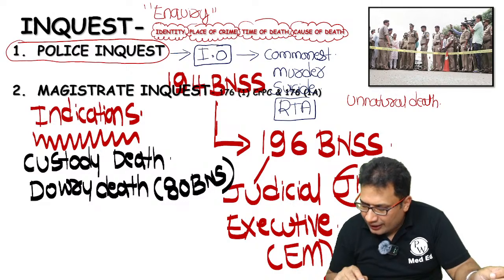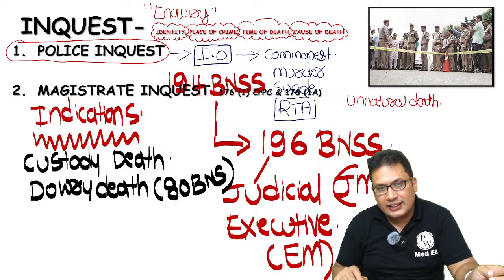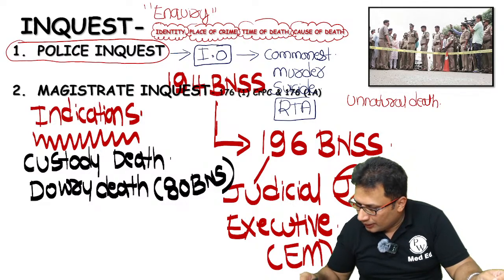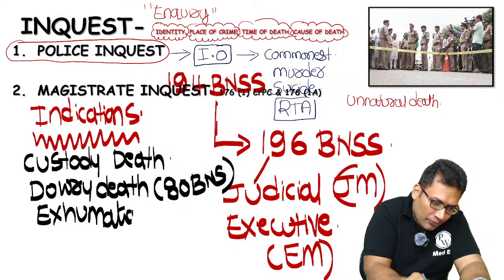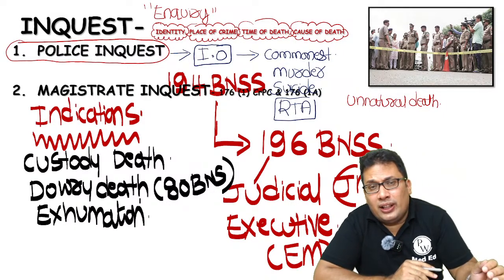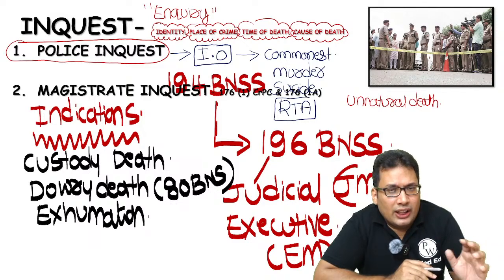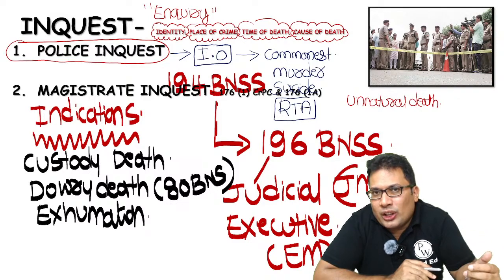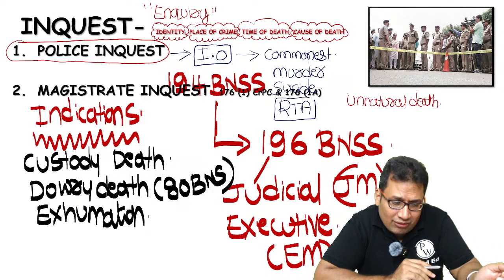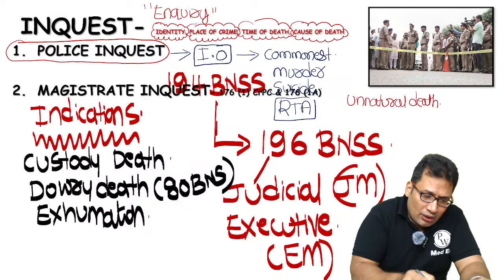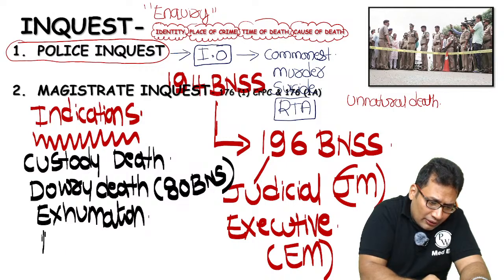Beta, Relay, anesthetic death comes under police inquest. Any other? Exhumation, which is digging out the dead body from the grave for a second autopsy or first autopsy. For exhumation, the indication is magistrate inquest. Then, death during police firing.